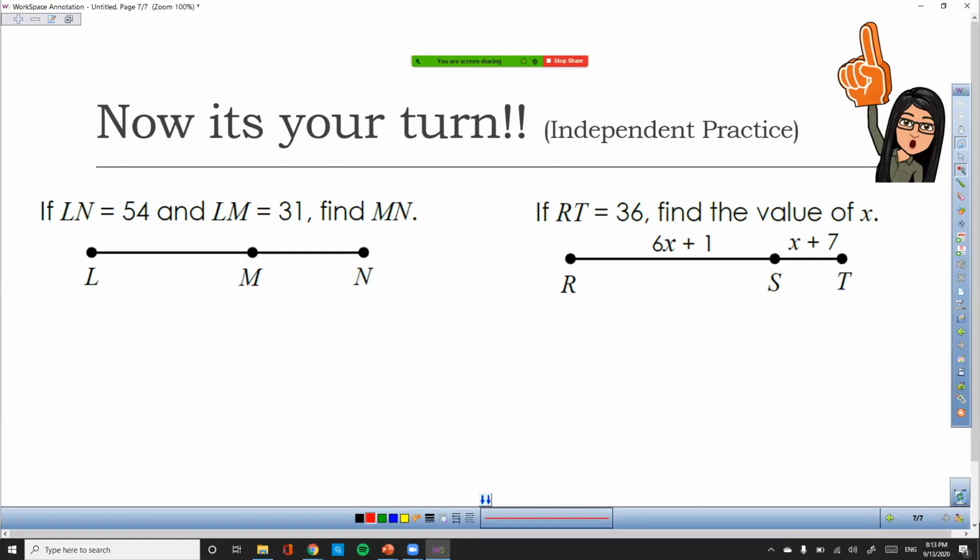All right, so for the first problem, for the length of segment MN, you should have gotten 23. And in this problem, they're asking you to find the value of x, and once you solve it, you should have gotten that x equals 4. So if you got these answers correct, yay, but if not, if you have any questions, you're more than welcome to go back to the Zoom and I can answer any questions that you may have.